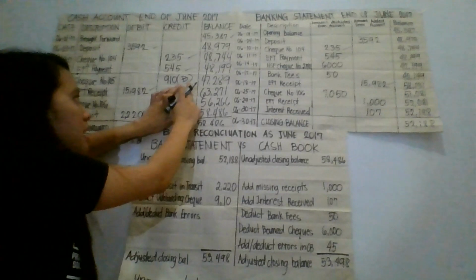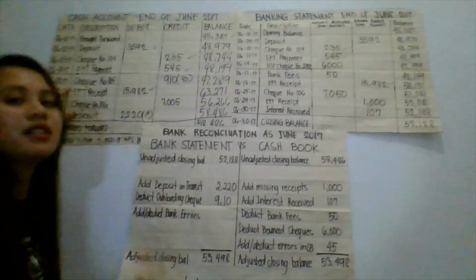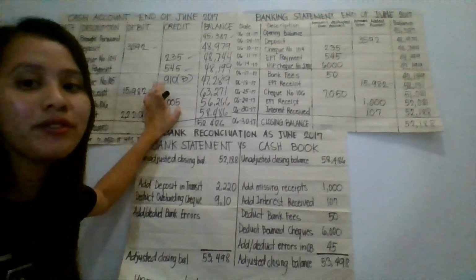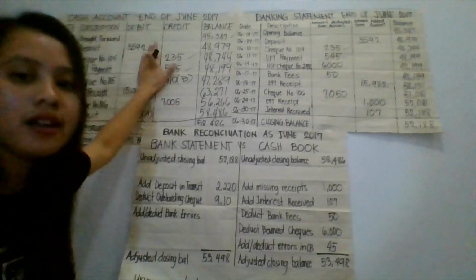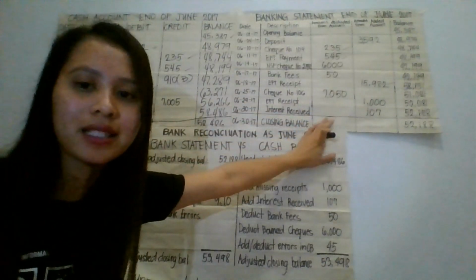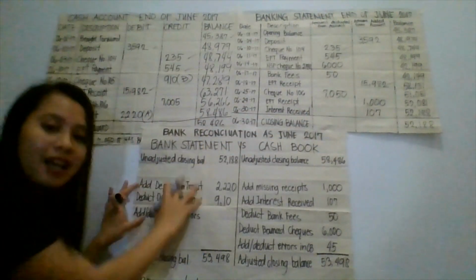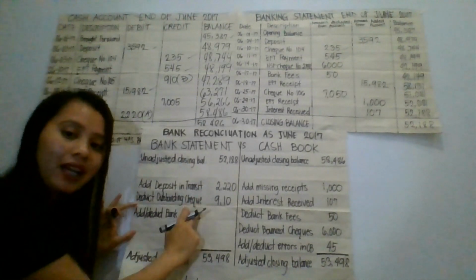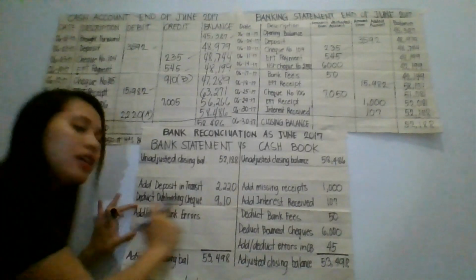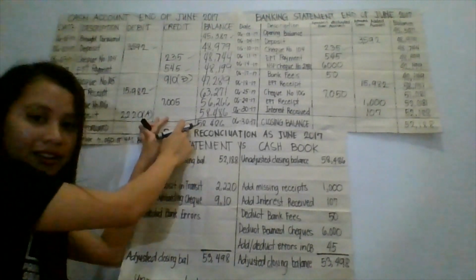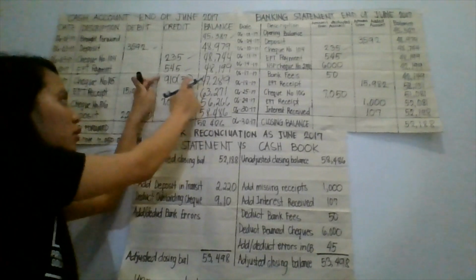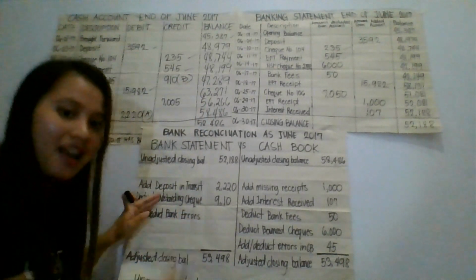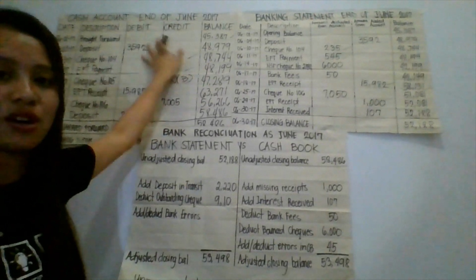For transaction B, as you can see, we have here dated June 12, 2017, check number 105, worth 910 pesos. Recorded in the cash book but not recorded in the bank statement. Again, write that in the bank statement column as an outstanding check worth 910. Why deduct? Because it's a credit. So therefore, you're going to deduct this in the bank statement column. Now we're done with this. Everything is recorded.